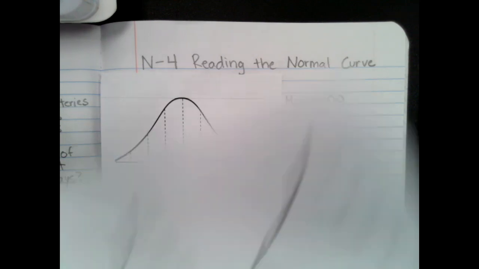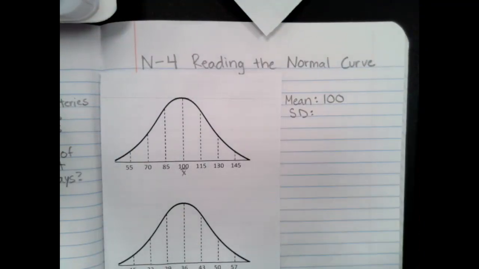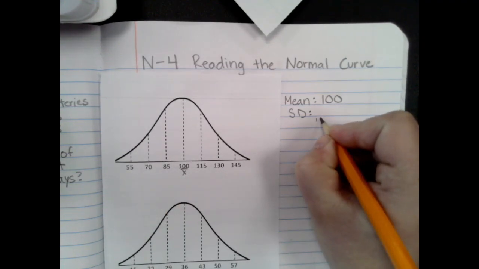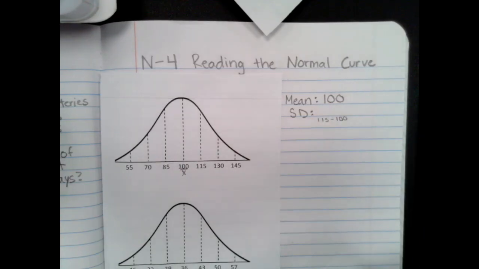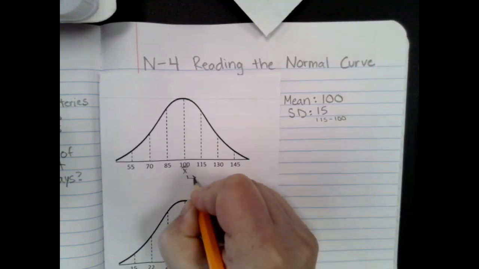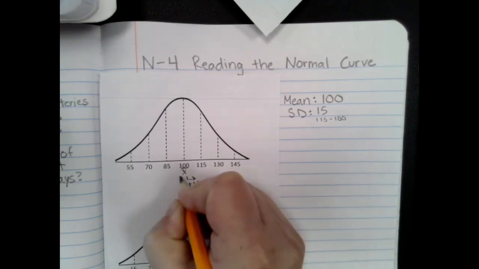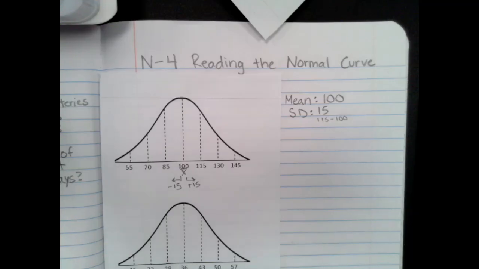Okay, and then for our standard deviation, we're looking at what we're counting by. So if we're not sure, we can subtract. We just subtract any two numbers that are next to each other. So I can do like 115 minus 100. What's 115 minus 100? 15. So as I go to the right, we're adding 15s. And as I go to the left, we are subtracting 15. So our standard deviation is 15.